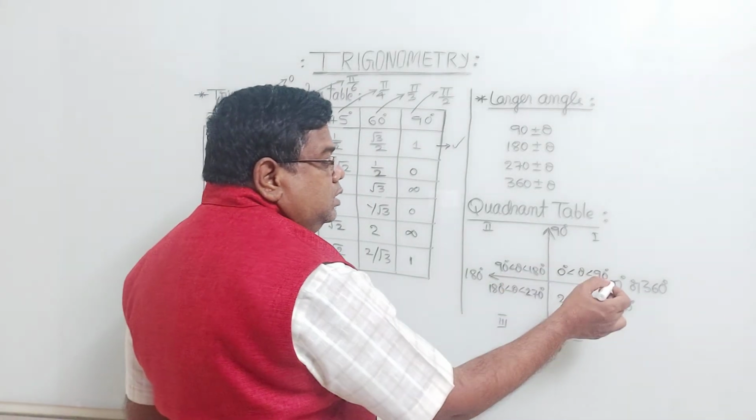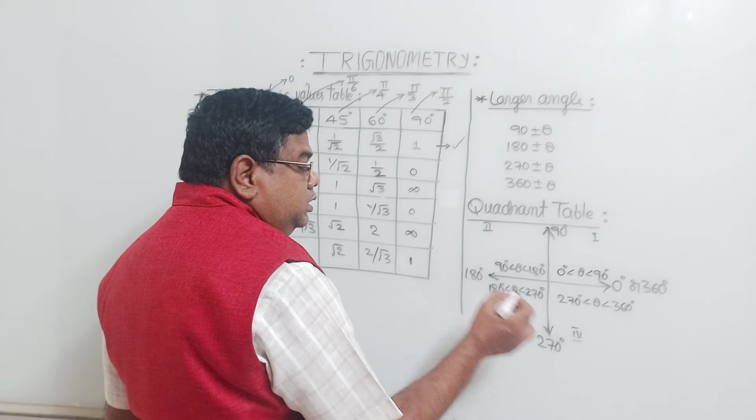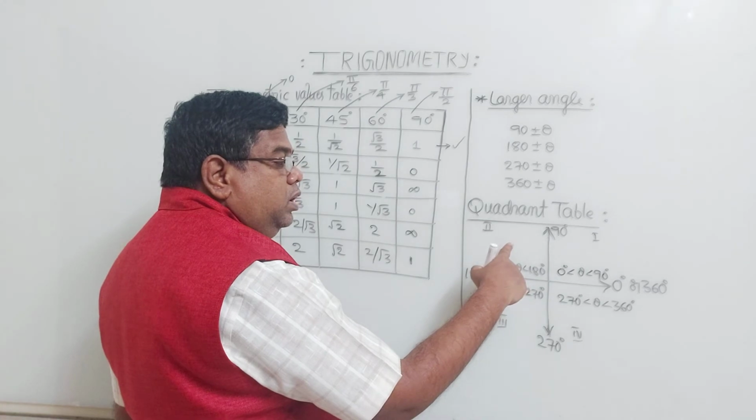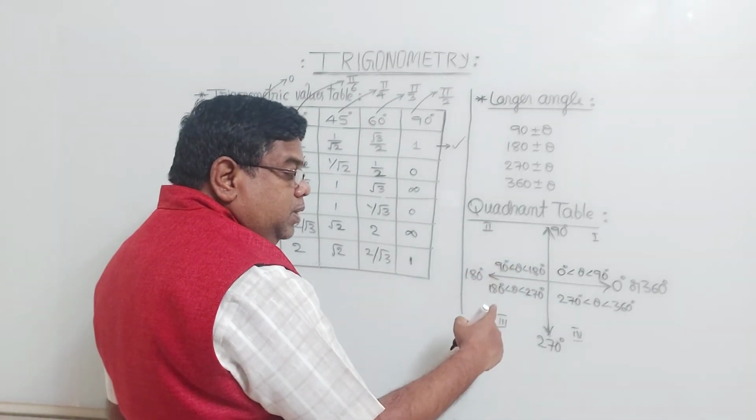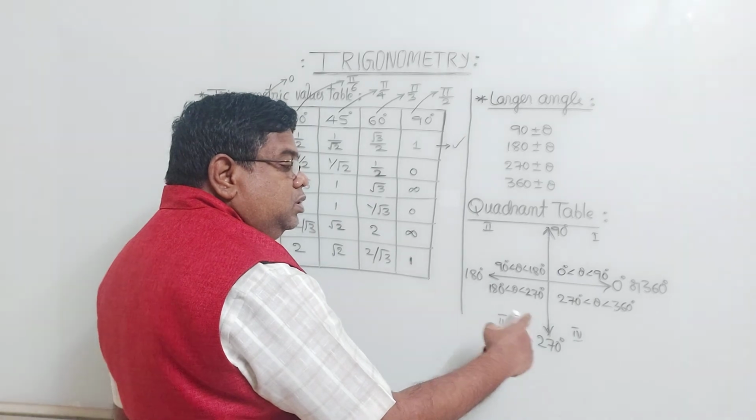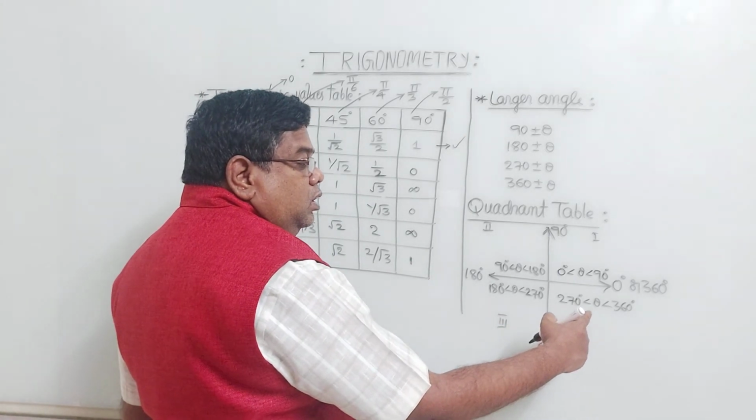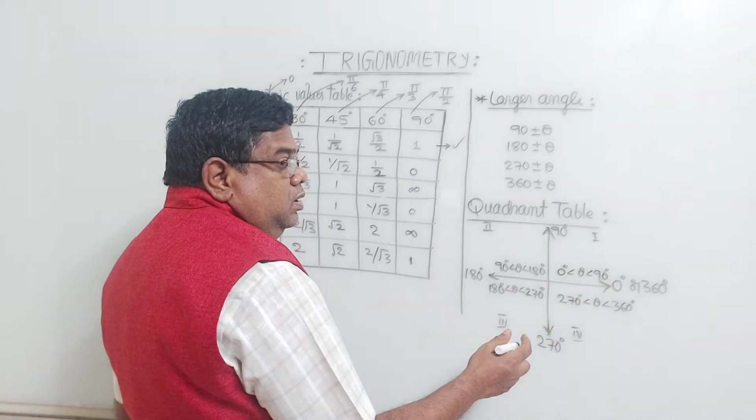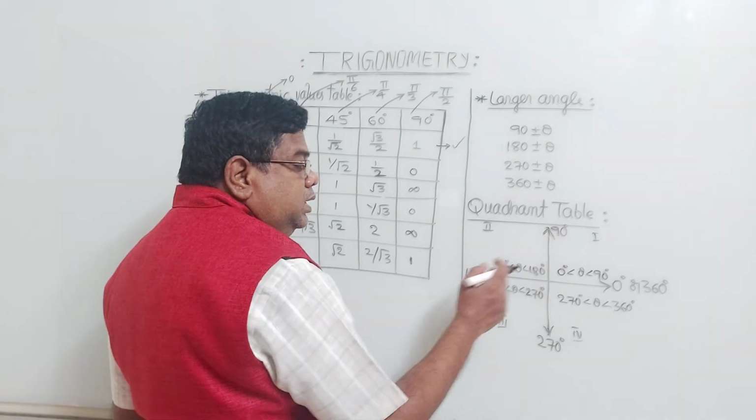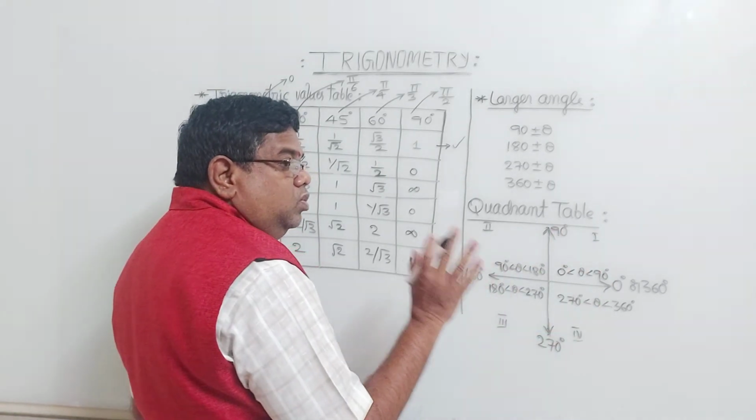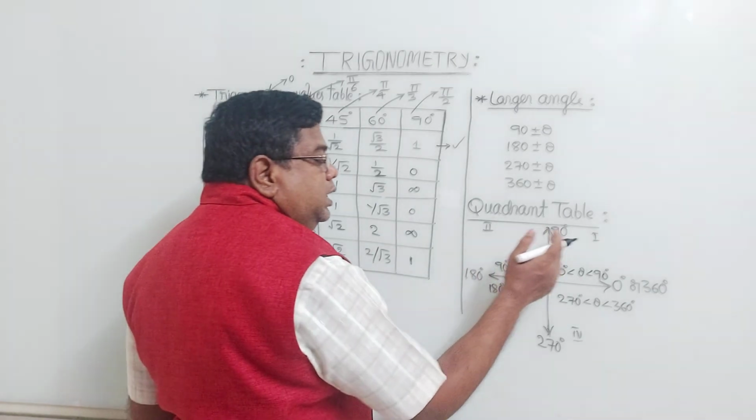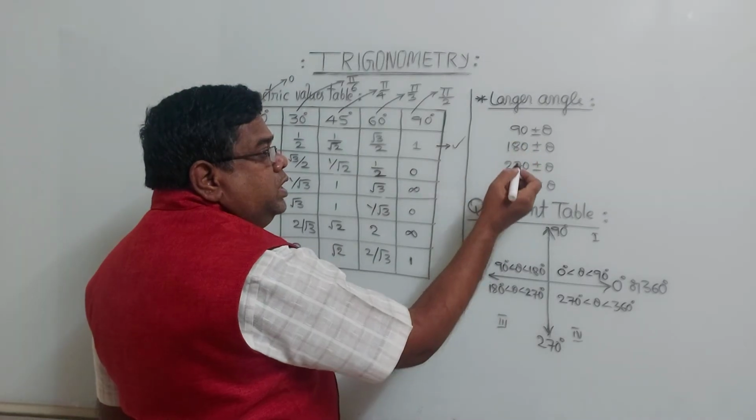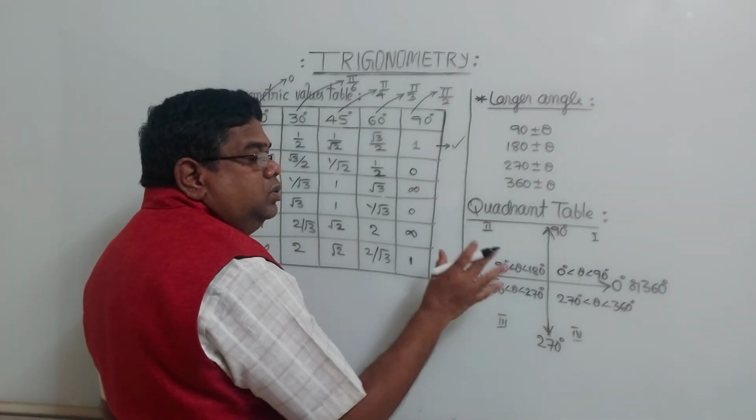So the quadrant changes at 0, 90, 180, 270, 360 degrees. 90 minus means first quadrant, 90 plus means second quadrant, 180 minus means second quadrant, 180 plus means third quadrant. 270 minus means third quadrant, 270 plus means fourth quadrant. 360 minus means fourth quadrant, 360 plus means first quadrant again. So the quadrant changes only at 90, 180, 270, 360 degrees, and the larger angle can be split into only 90s, 180s, 270s, 360s. That is the reason, according to the quadrant table.